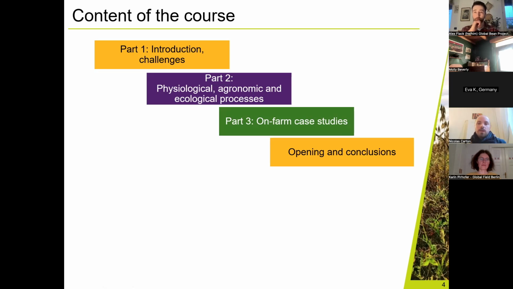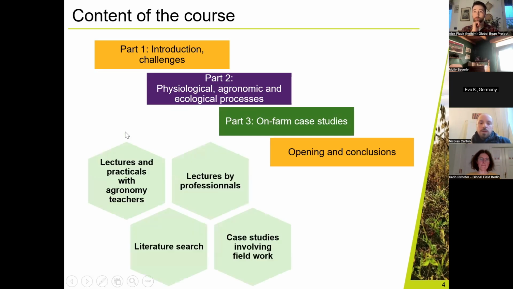Then we had on-farm case studies for them to apply new knowledge. And then we had an opening. And the course was a combination of lectures and practicals with the teachers, some lectures by external experts, professionals. The students conducted some literature search, and they also had some field work on the case studies.